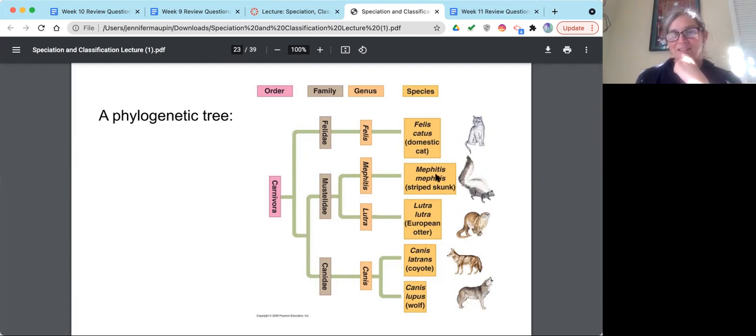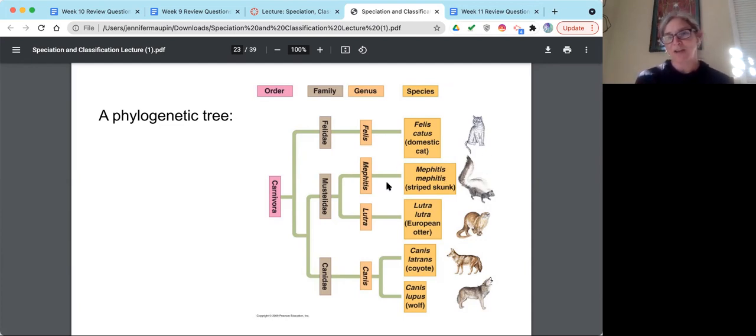So is a striped skunk more closely related to a domestic cat or to a wolf? Which one of those is more closely related to a skunk, the cat or the wolf? The wolf. Yes, the wolf. And if you're just looking out here, then you might think, oh, well, the skunk's right beside the cat, so they're closely related, but they're not.